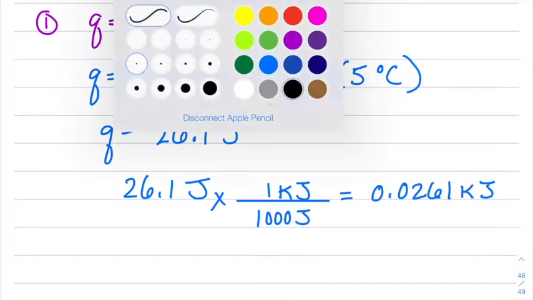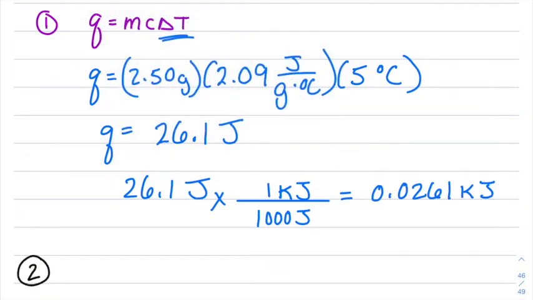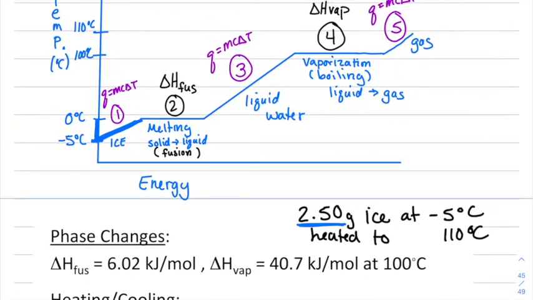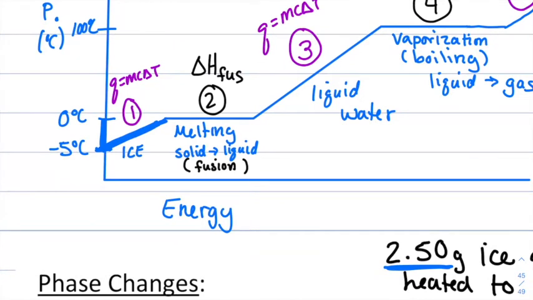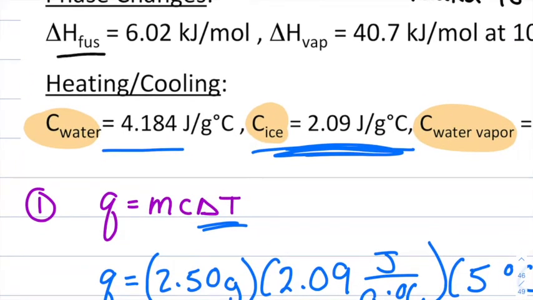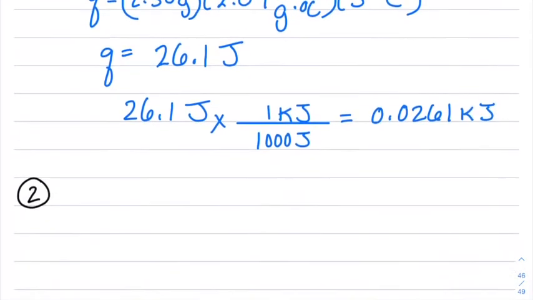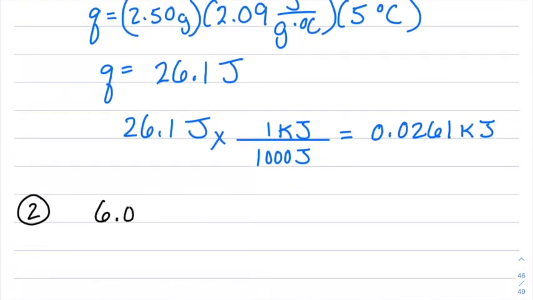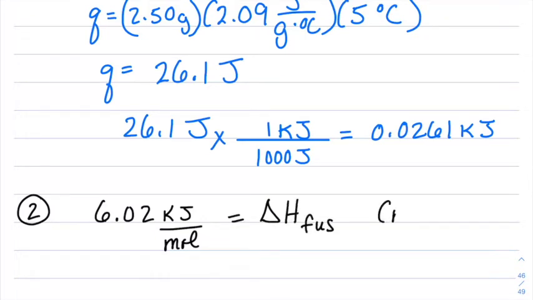So next up, let's do number 2. Number 2 is going to be a little different because it is a phase change. Way back in number 2, we said here we're dealing with melting. So we have to deal with that delta H of fusion. Here our delta H of fusion is 6.02 kilojoules per mole. And again, this is our delta H of fusion, so this is for melting.